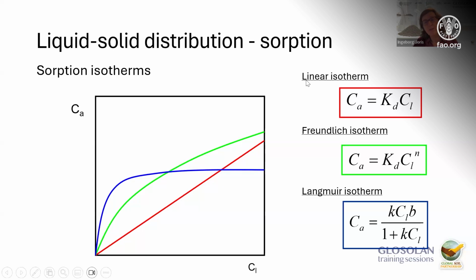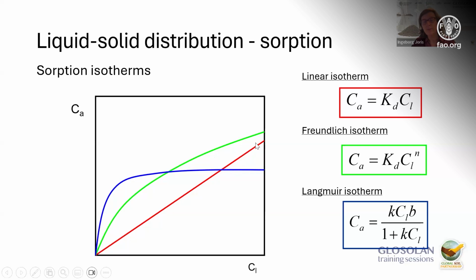So in the most simple case, you have a linear isotherm. That's the red one. It says that the proportion or the ratio of your concentration in the liquid phase and in the solid phase is always constant. So it's one value, which is called the Kd value. So for a certain soil and a certain solute, you have one value, the Kd, that says how the solute will partition over the solid phase and the liquid phase.